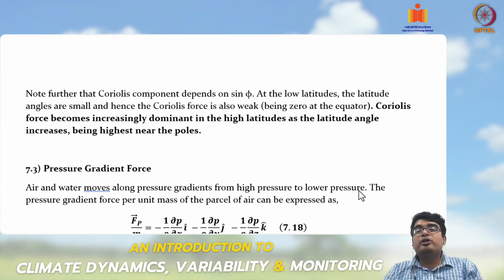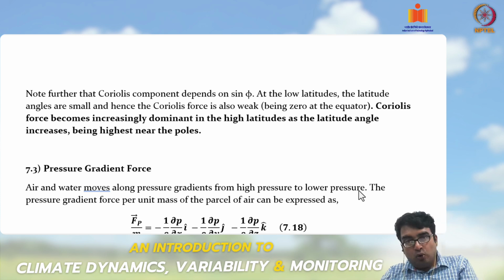Note further that the Coriolis component depends on sine phi. At the low latitudes, the latitude angles are small and hence the Coriolis force is weak. Coriolis force becomes increasingly dominant in the high latitudes as the latitude angle increases, being highest near the poles. So, Coriolis force is extremely strong at high latitudes and weak in the low latitudes. Okay. So, that completes our discussion of the Coriolis force.